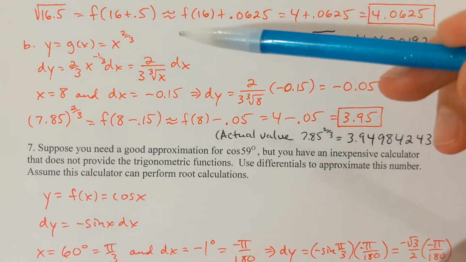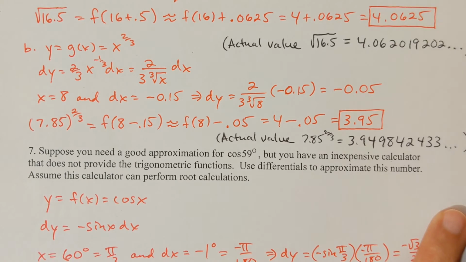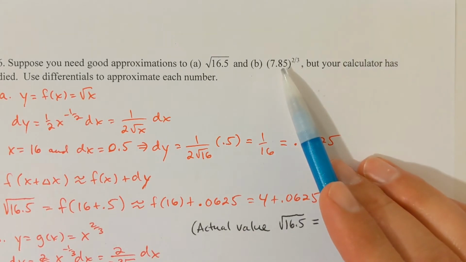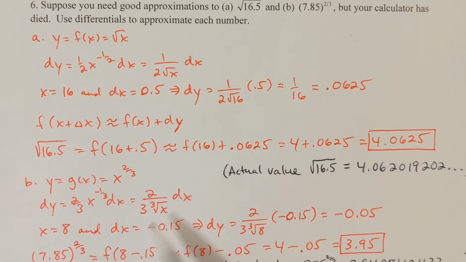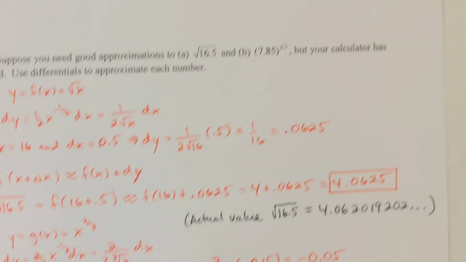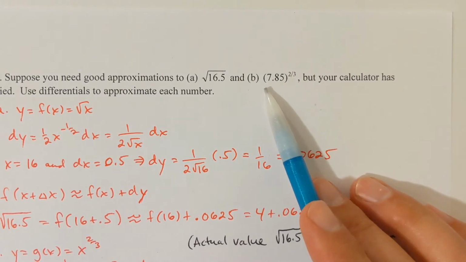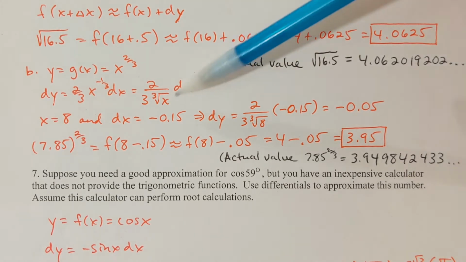Now, dx would be negative 0.15. dx can be positive or negative, depending on whether you're going to the left or to the right of that x value. I am 0.15 units away from 8, but I'm to the left of 8, right? I wouldn't want dx to be 0.15 because then that would get me an approximation for 8.15 to the 2/3, which I don't care about. I need to know 7.85 to the 2/3 power. Dx, therefore, is negative 0.15.